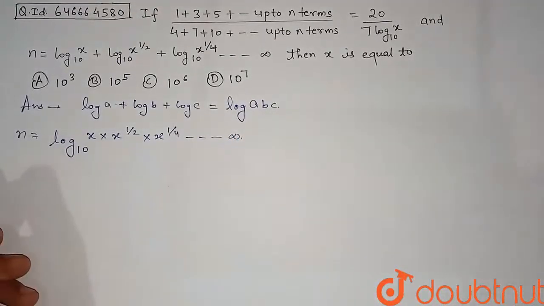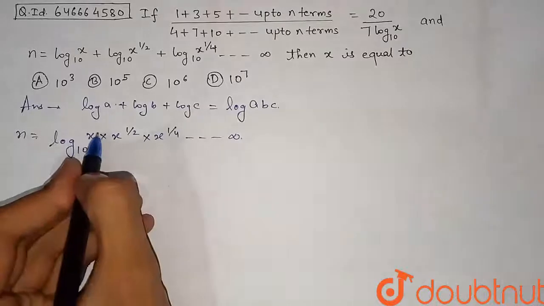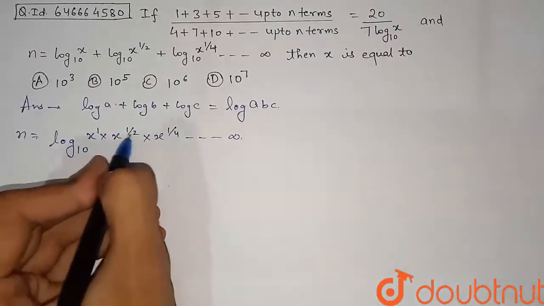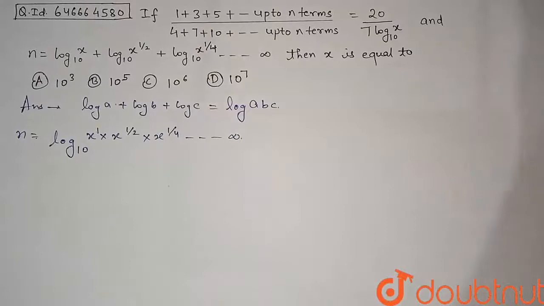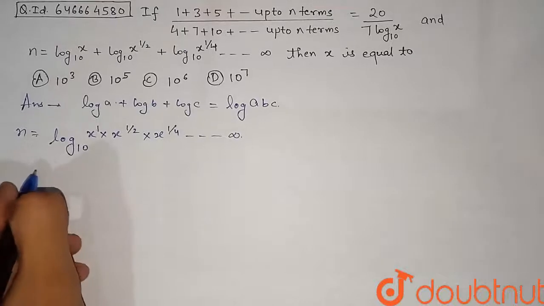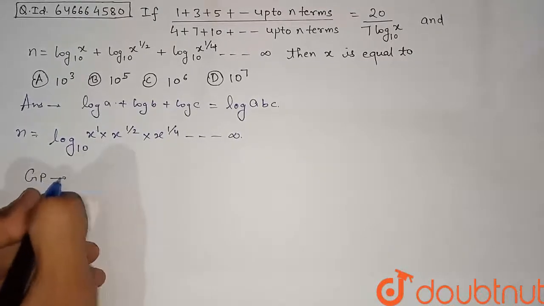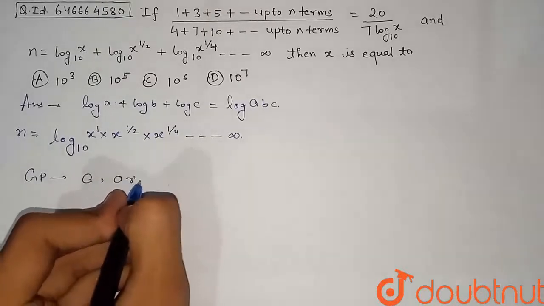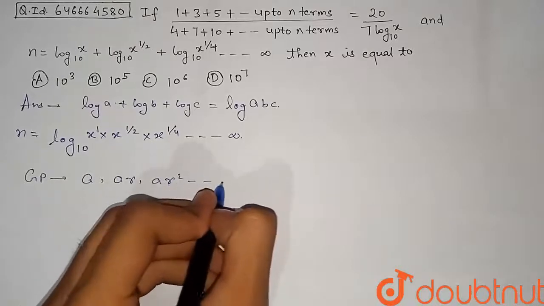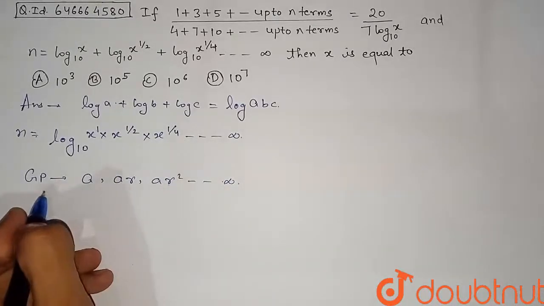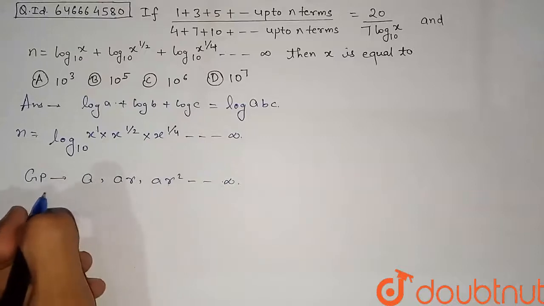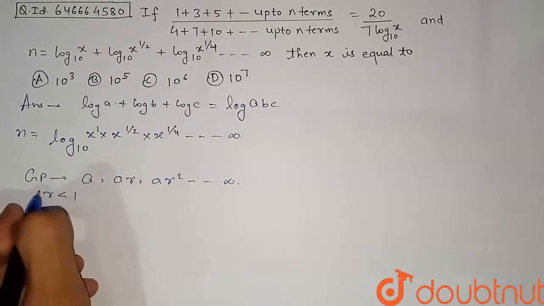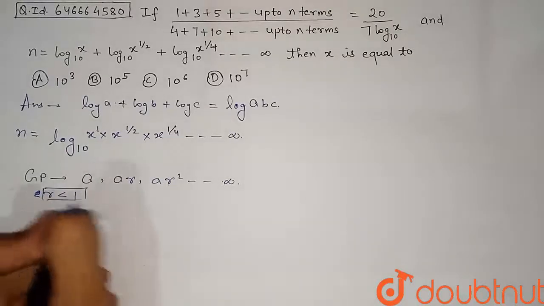Now we will use the formula of infinite GP. Here the power is 1, so 1/2, 1/4 will add in the multiplication. If a geometric progression is given like this, that is a, ar, ar^2, and it is extended up to infinity, the sum of infinite terms for this GP exists under the condition that r must be less than 1.